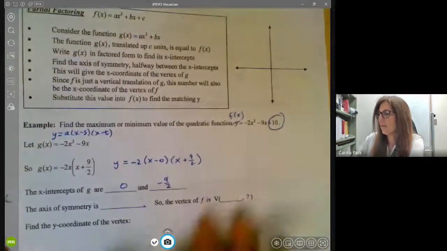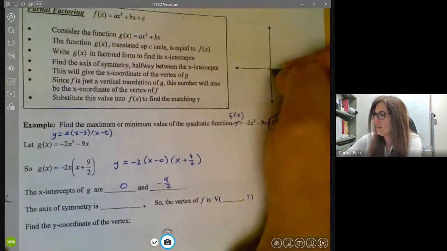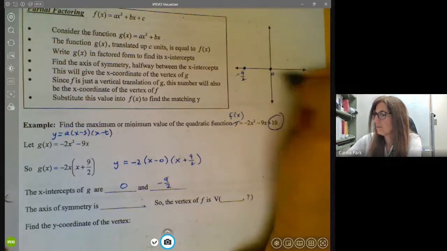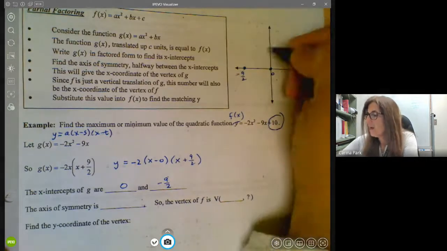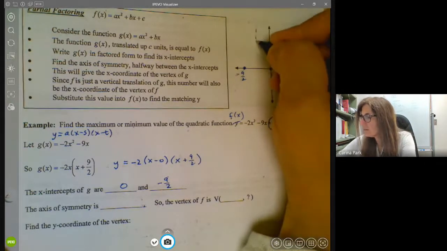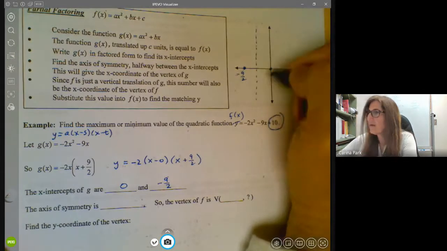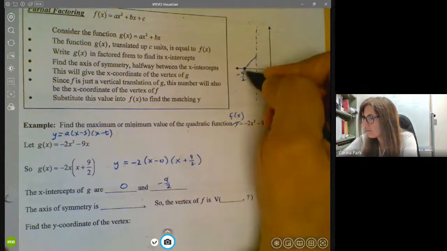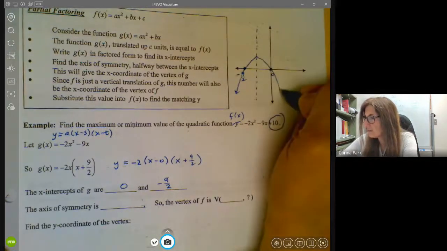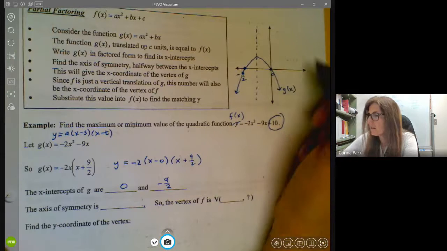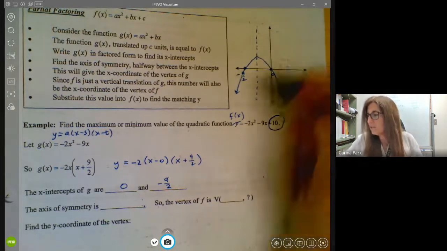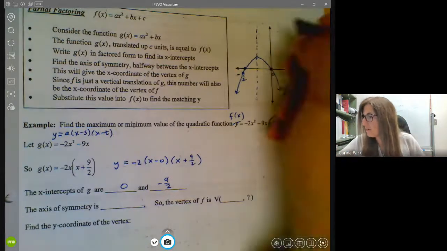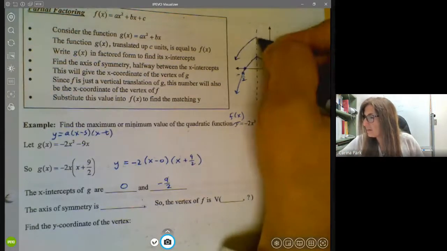Let me sketch what just happened. G has x-intercepts 0 and -9 over 2. The axis of symmetry of G is halfway in between. We know G opens downward, so I know that the vertex of G is somewhere, and I don't know where it is. Okay, this is g of x. Now, f of x is the same as g of x, but it's been shifted up by 10, right? Because g of x, we shifted down by 10. So here's our f of x.